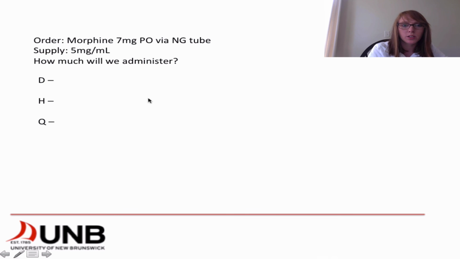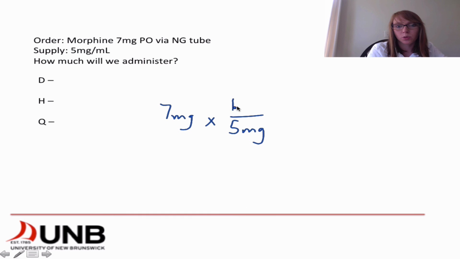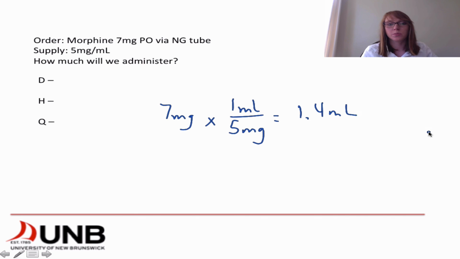So we can cancel out units if you would like. Let's do that in blue. So we have 7 milligrams times, we want to cancel these out, so it's 5 milligrams per 1 mil. And our answer is going to be the exact same. We're giving 1.4 mils to equal our 7 milligrams of morphine.